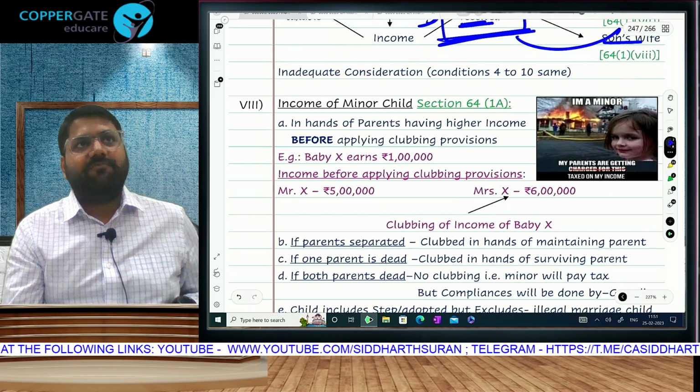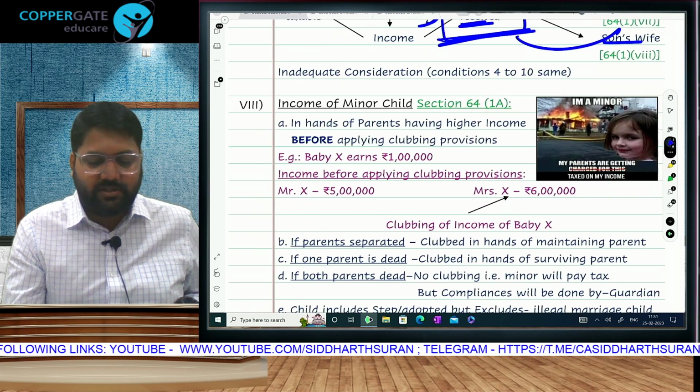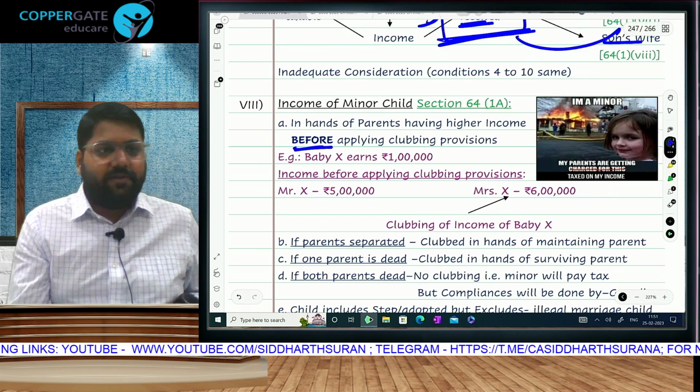If there is any income of a minor child, it will be clubbed in the hands of the parent. But which parent? The parent with higher income.